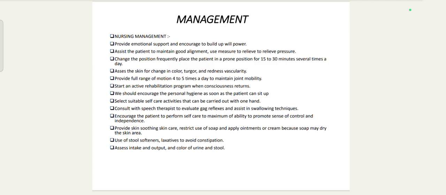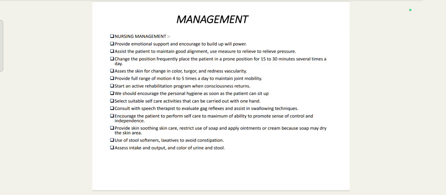And also start an active rehabilitation program when the conscious patient returns. The nurses should also encourage the patient to maintain his or her personal hygiene to reduce the chances of infection, and also consult with the speech therapist to evaluate gag reflex and assist in swallowing technique and improve his speech. The nurses should also encourage the patient to perform self-care activities to promote a sense of control and independence, provide skin soothing care, and also stop the use of soap, which will make the patient's skin more dry. For the patient, use a stool softener or laxative to avoid constipation and also for a healthy bowel pattern.